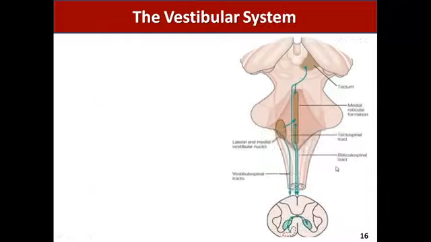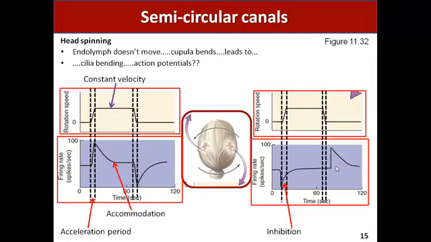So at this point we'll end part one with the function and the structure of the semicircular canals and the otolith organs, and then we'll address in part two how we integrate this sensory information into movement.